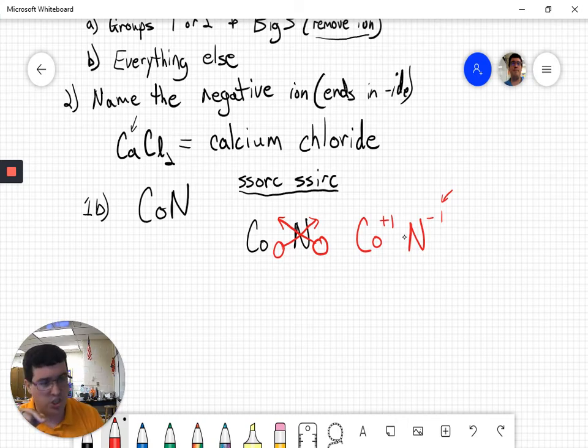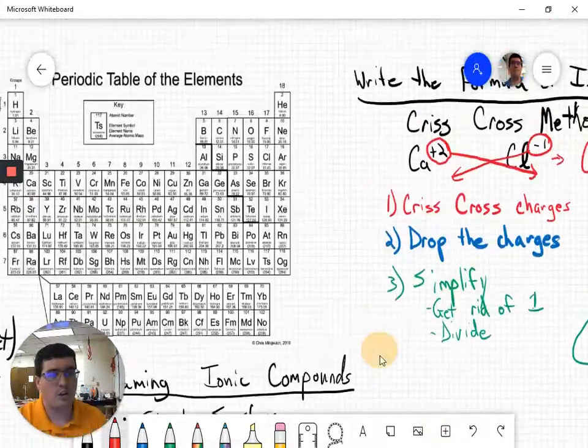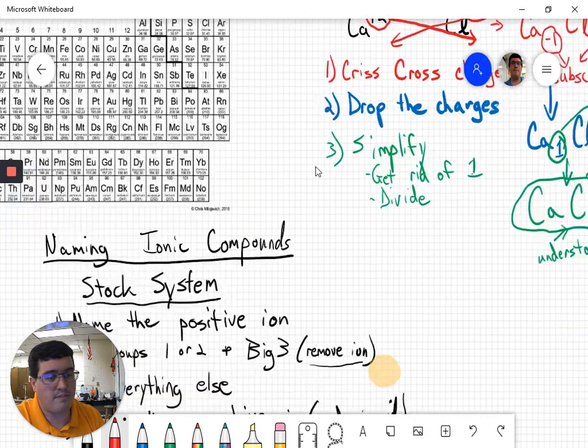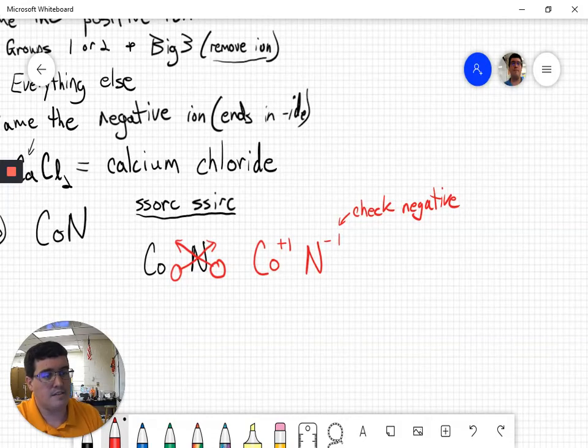So what I'm going to do is check the negative. And this is where things get a little tricky. We're going to go back up here and look for nitrogen. What charge do I expect nitrogen to have? Well, it's in group 15. There's a 15 right up there above it. So we're going to go back down here, and I'm going to say 15 minus 18 gives me -3. Uh-oh. That is not the charge I expect for nitrogen. I expect it to be -3, but it's actually a -1.